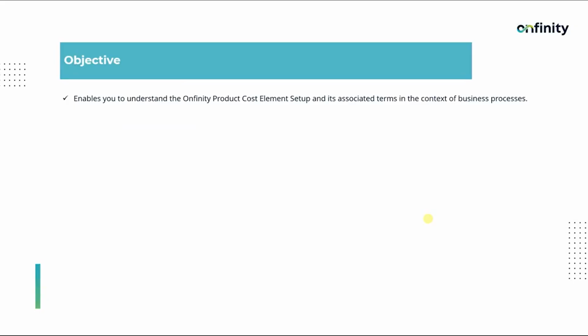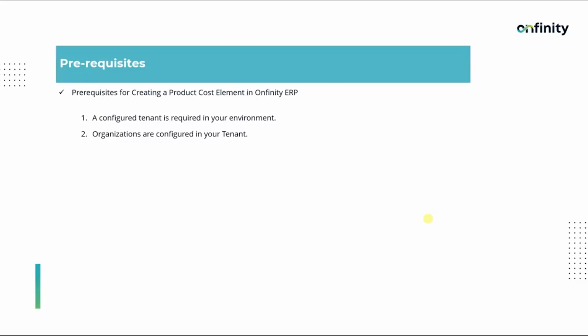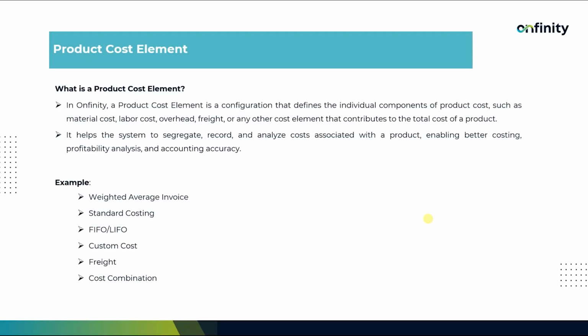The objective of this session is to help you understand how the product cost element works and its relevance in the context of business processes. Before we begin, make sure the prerequisites are met. You need to have a configured tenant in your environment and ensure that organizations are already set up within that tenant. Let's first understand what a product cost element is.